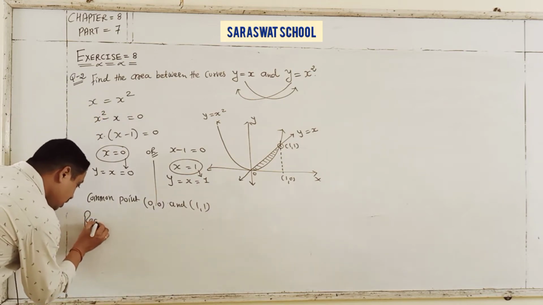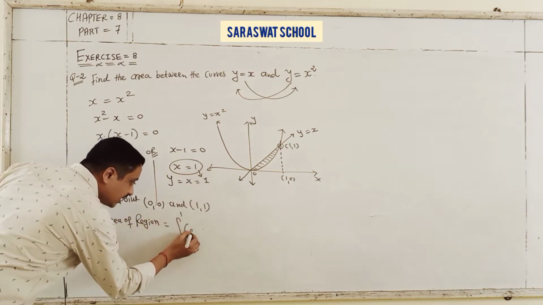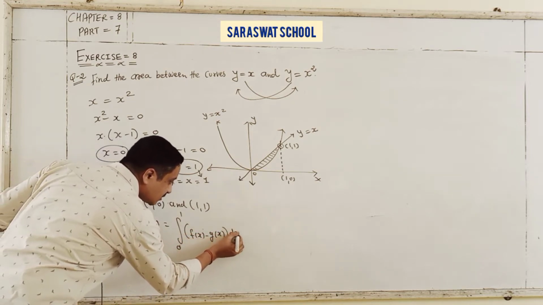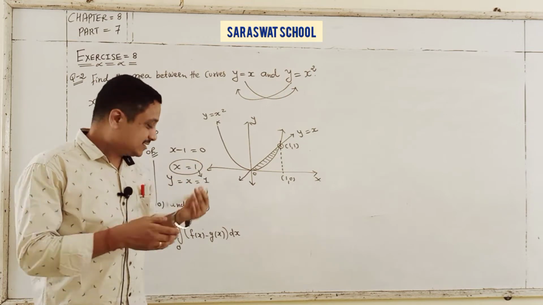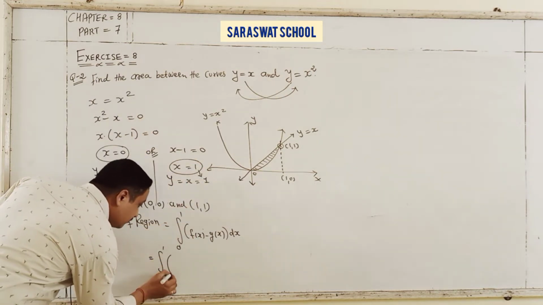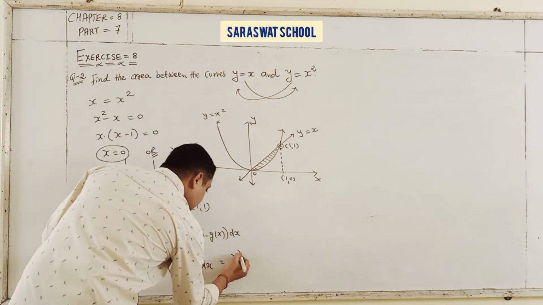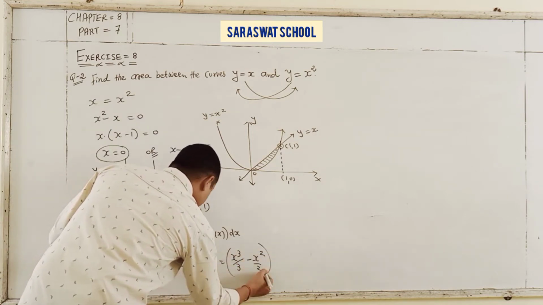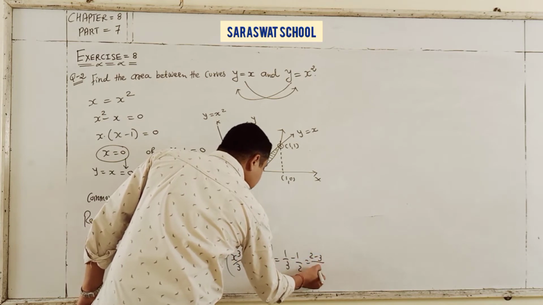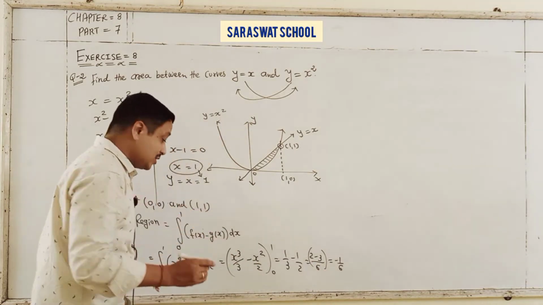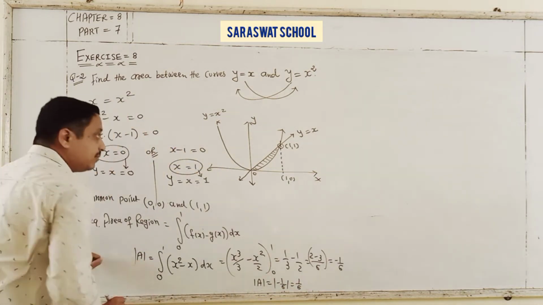So the required area of the region is the integral from 0 to 1 of fx minus gx. Students, apply fx as one of the curves and gx as the other. So in 0 to 1, my first fx is x square and gx is the other, x. Integrating, we take x cube by 3 and x square by 2, limits 0 to 1. So my answer is 1 by 3 minus 1 by 2, which is 2 by 6 minus 3 by 6, that is minus 1 by 6. But area is never negative, so taking the modulus of minus 1 by 6, it is 1 by 6.